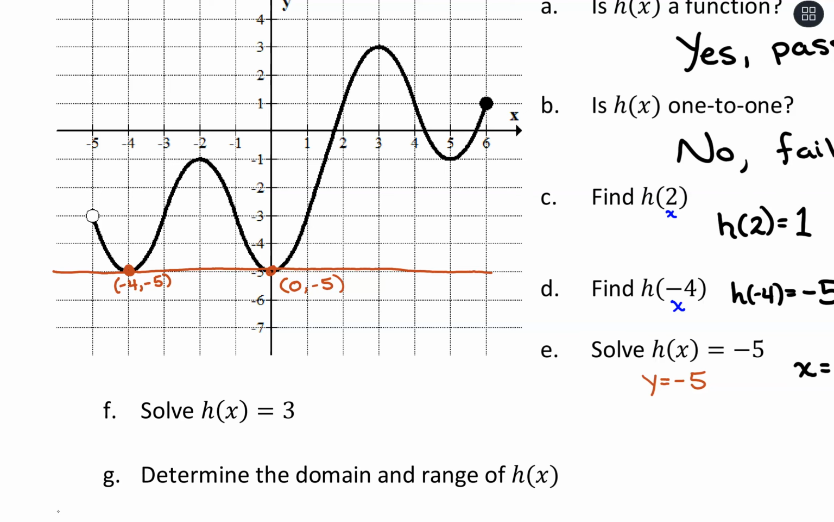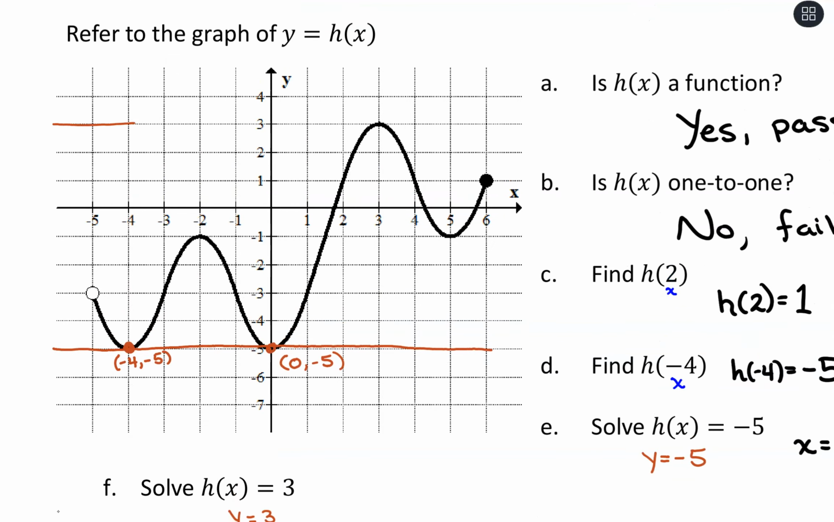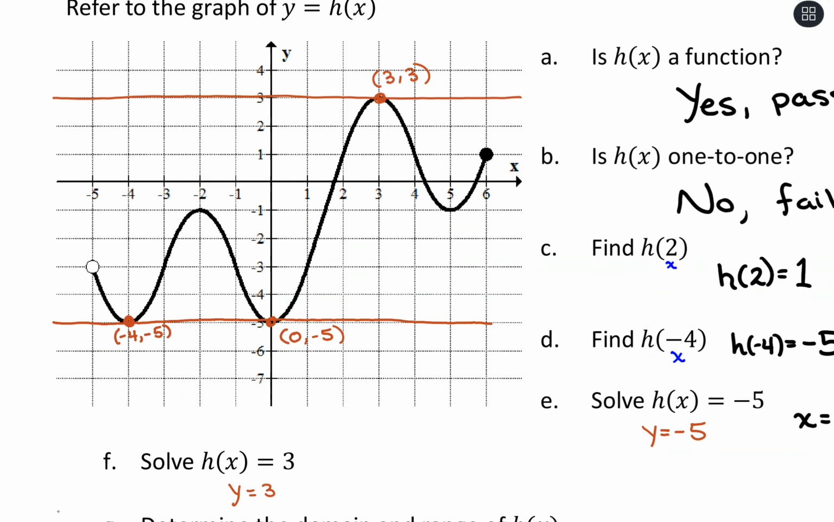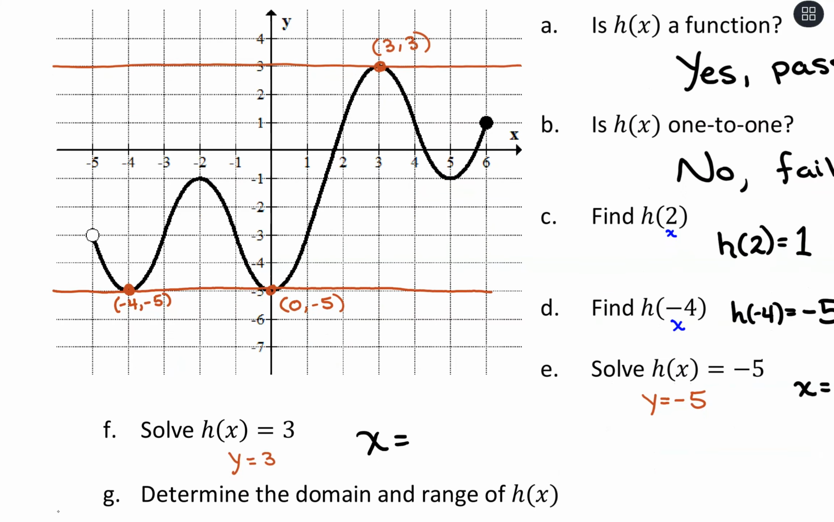Solving h of x equals 3, so we're going to do the same thing, but y equals positive 3. So let's go up here, draw my horizontal line, and what we can see is there's one intersection. So we have the coordinate (3, 3). So we'll say that we can solve this when x is equal to positive 3.